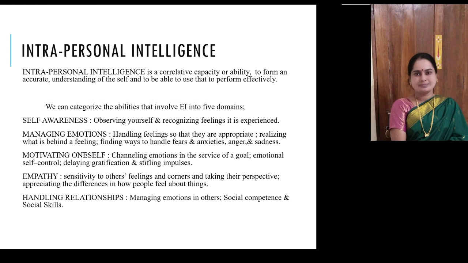Then the second type is intrapersonal intelligence. In this, it is actually a correlative capacity or ability, and it is to form an accurate understanding of self, and to be able to use that to perform effectively. So interpersonal intelligence is for others, and intra means it is for yourself. First of all, knowing yourself accurately, and then performing effectively in the team with the help of self awareness. So there are 5 domains in your personality you should know about, and then you can perform well in a team. What are these 5 domains?